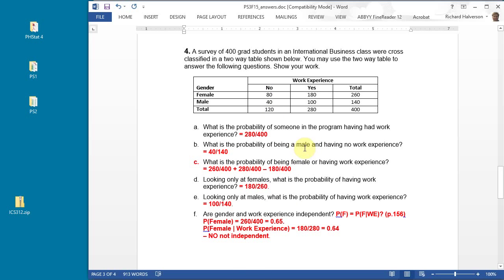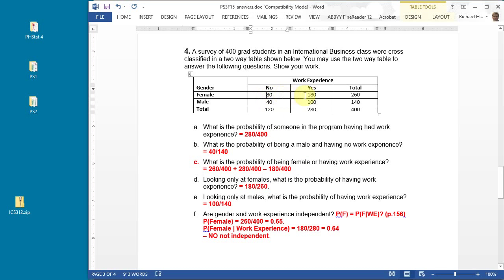This is very similar to the problem in the sample midterm, but we have actual numbers here. So we're going to do the same computations. We're dividing numbers by numbers, not percentages. Same thing. A survey of 400 grad students in an international business class were classified as male or female, one category, and the second category is whether they had work experience or did not.